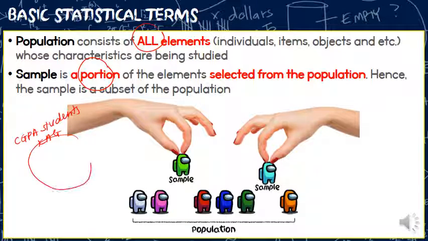So there are 5,000 students in KAG, for example. But I do not have time and manpower to interview or ask every single student in KAG. So what I did, I only choose 100 of them and ask them, what is your CGPA? So this 5,000 students is my population, and this 100 students yang saya interview from my population is what we call as sample.